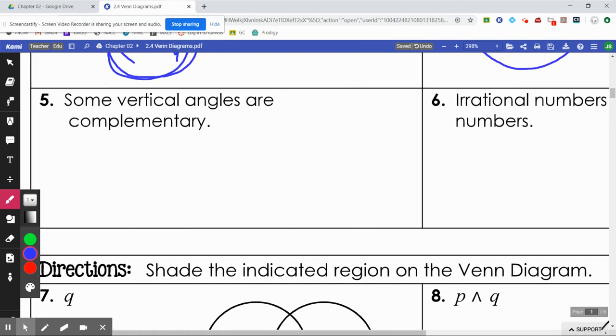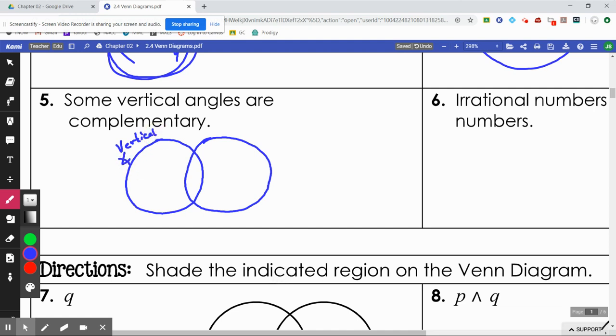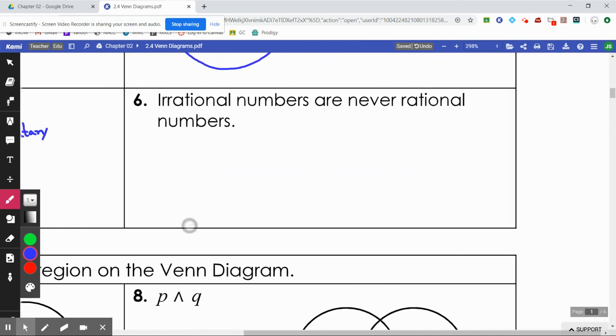Number 5 says some vertical angles are complementary. Not all vertical angles, but some of them, so there is some overlap. So let's draw a Venn diagram that has some overlap. So you have your vertical angles. There's all your set of vertical angles. Here's all of your complementary angles. And the ones in the middle would be the ones that are both vertical and complementary, because there are some, is what it says. Some are vertical and complementary, and that'd be the ones in the middle.